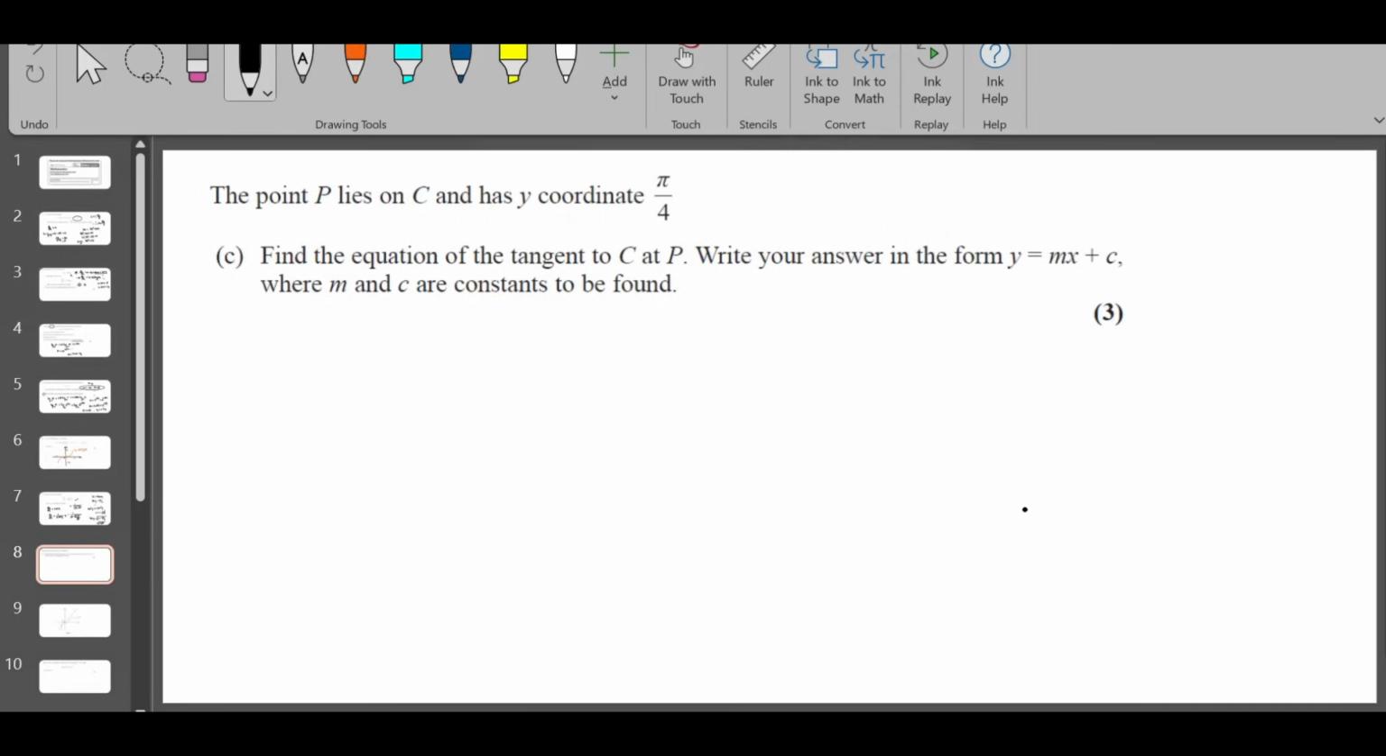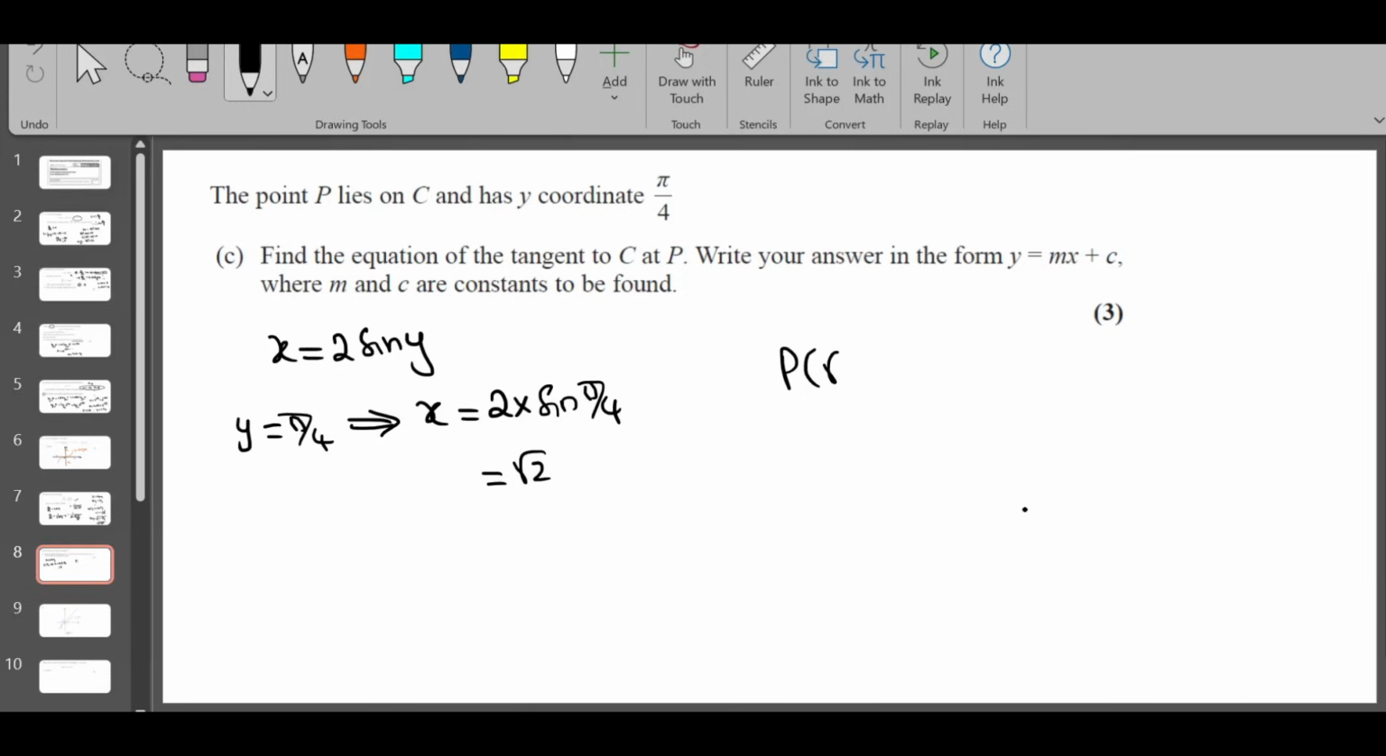Find the equation of the tangent at P. P has a y coordinate pi over 4. The function is 2 sine y. So when you replace y by pi over 4, x is going to be 2 sine pi over 4. Sine pi over 4 is 1 over root 2, 2 over root 2 is root 2. So the point is root 2 comma pi over 4.